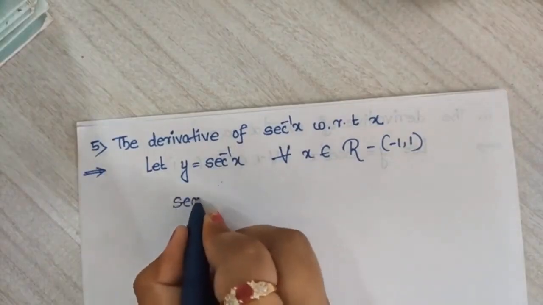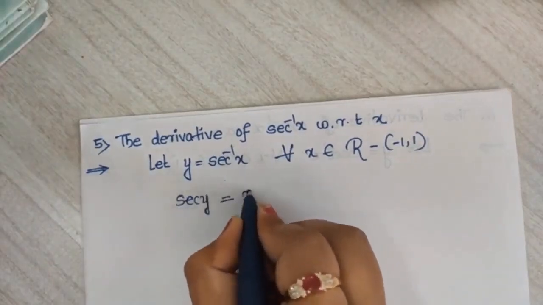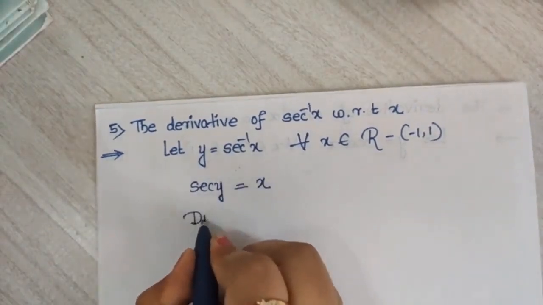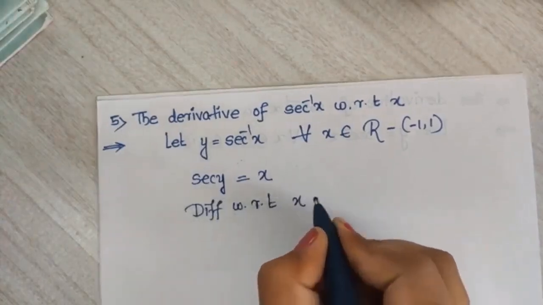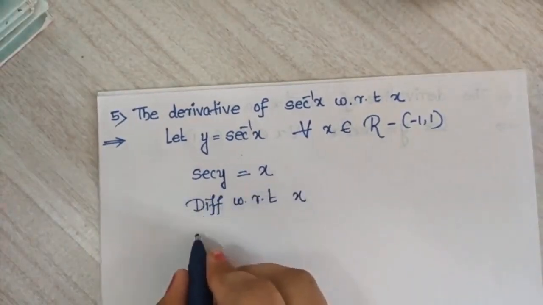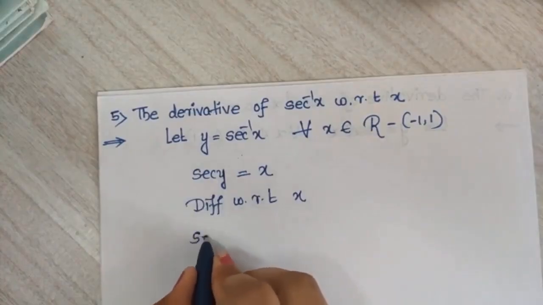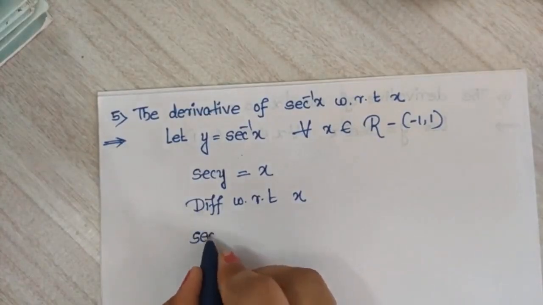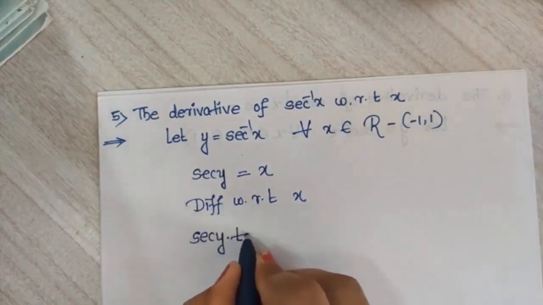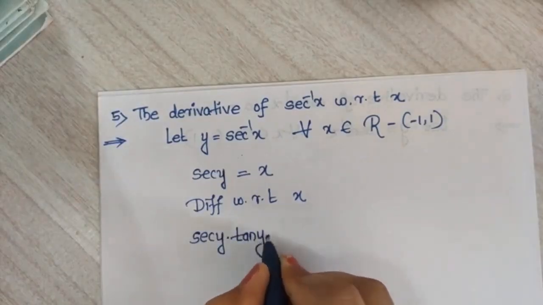It will be sec y is equal to x. Differentiating with respect to x. Sec differentiation is what we are having? Sec x if it is there, differentiation is sec x into tan x. So I'll write now sec y into tan y into what you should write?